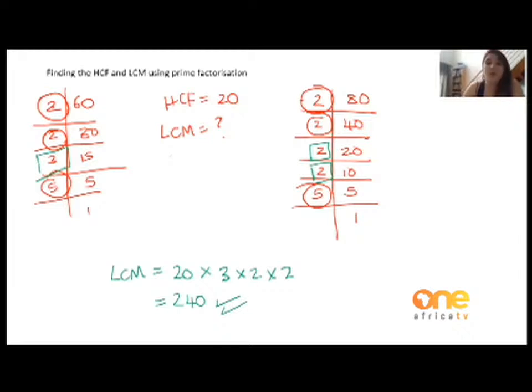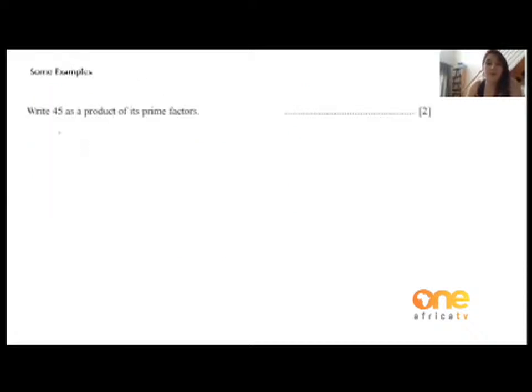Okay, so let's do a couple of examples using this idea. Okay, firstly, I want to write 45 as a product of its prime factors. Well, we know that when we write a number as a product of prime factors, we have to use a prime factor ladder. Okay, so that's what I'm going to do. I'm going to take my 45 and start doing a prime factor ladder.